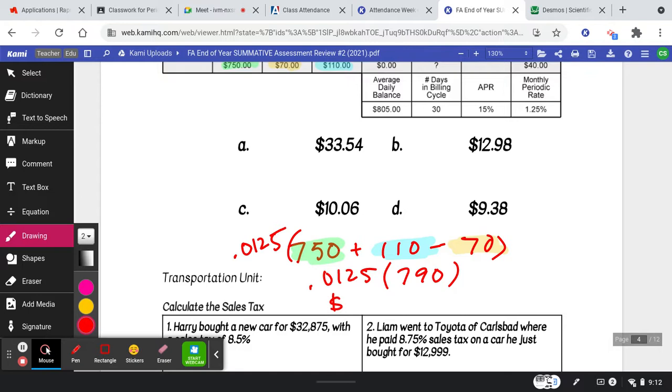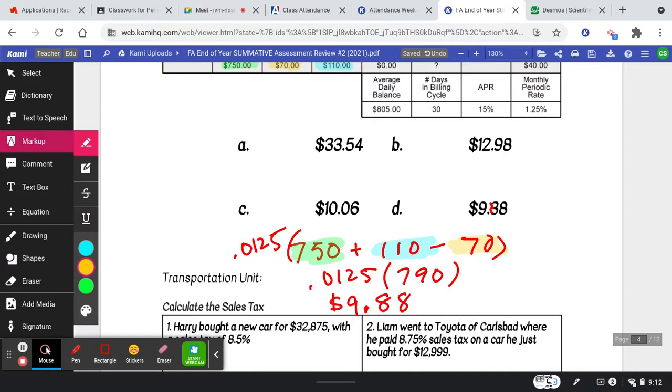I got $9.88. Good. So look how we're going to fix this, you guys. That was an 88 the whole time. Answer is D. Go ahead and change that 38 to an 88. Sorry about the typo.